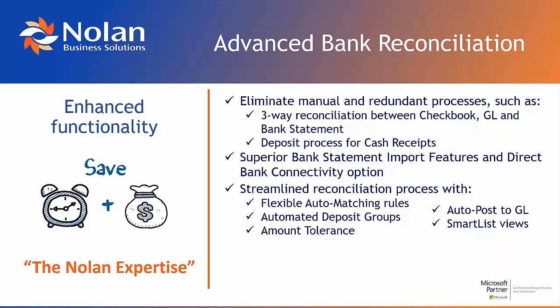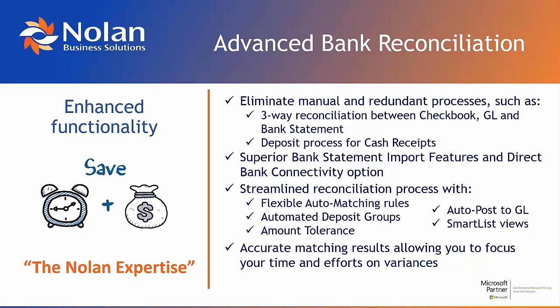Once we have our data inside of Dynamics GP, flexible auto matching rules, automated deposit groups, amount tolerance, and auto post will really help you streamline the reconciliation process and eliminate the need to do a lot of manual matching and manual adjustment of your GL. The idea is for accurate matching results, as I just mentioned. So if we can automate as much as we can of that process, you really focus your energy and your efforts on those variances instead of doing the tedious work that should automatically be done for you.